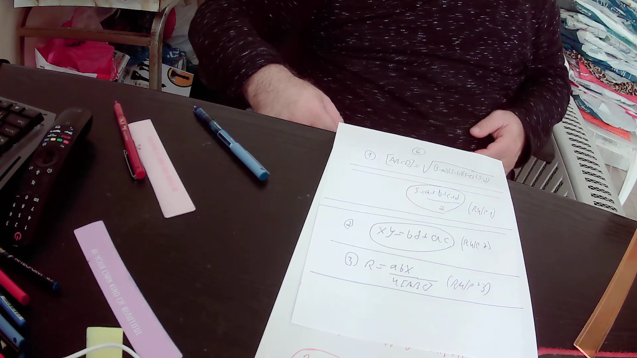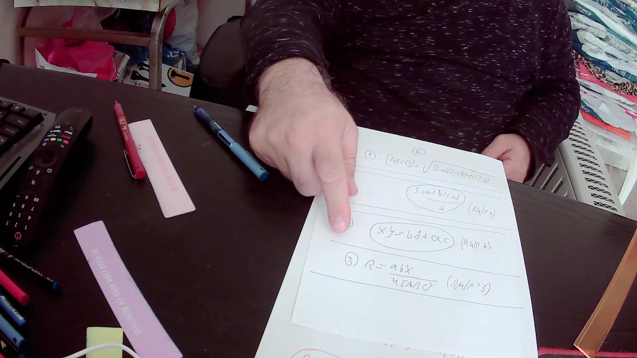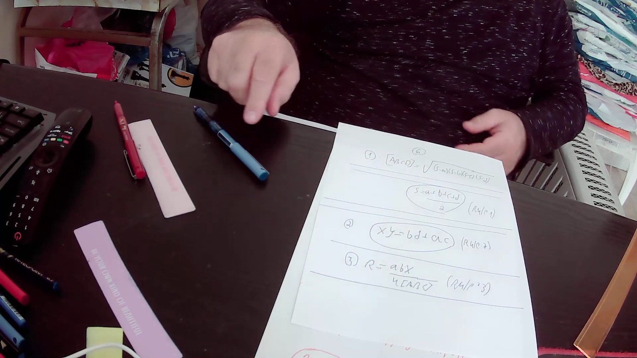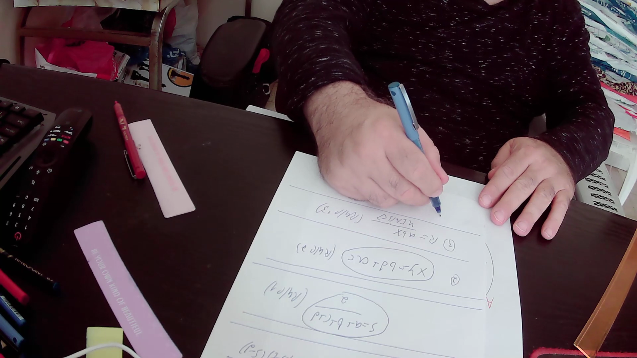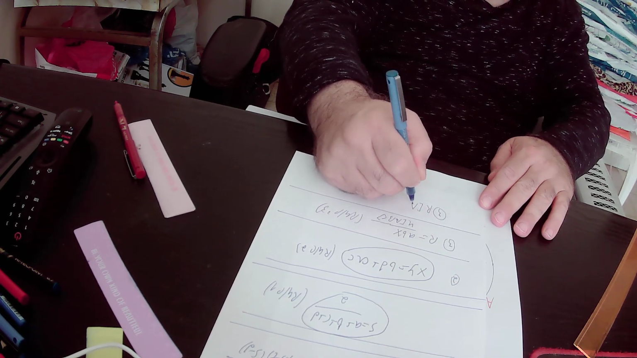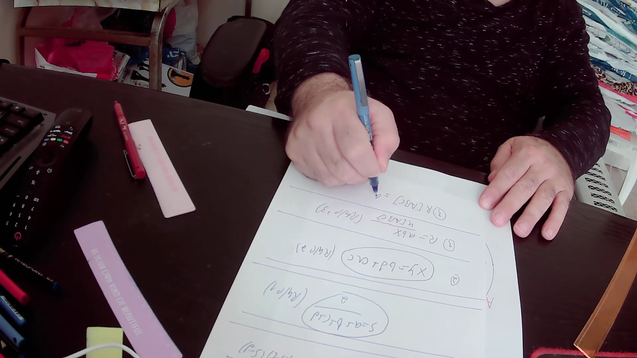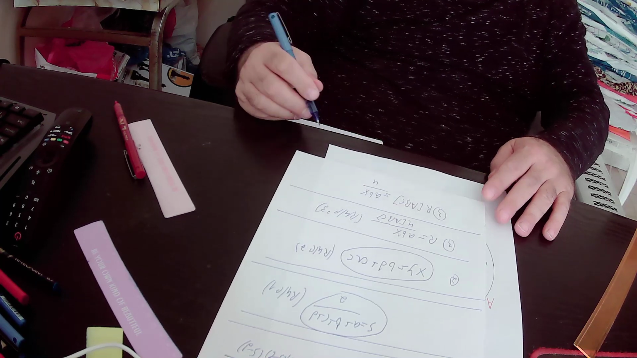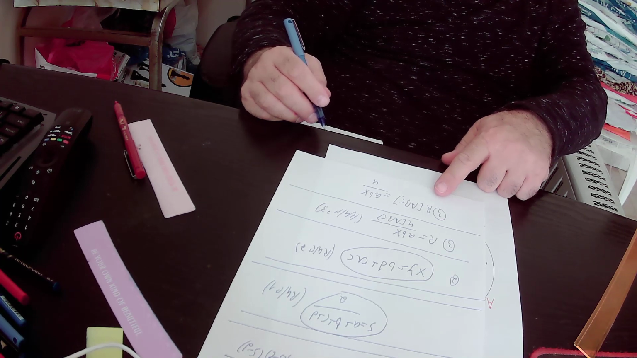So here we will multiply equation number 3 by the area of triangle ABC, and we will get that R times the area of triangle ABC equals ABX over 4. Here we will divide equation number 3 by R, and we will get the area of triangle ABC.